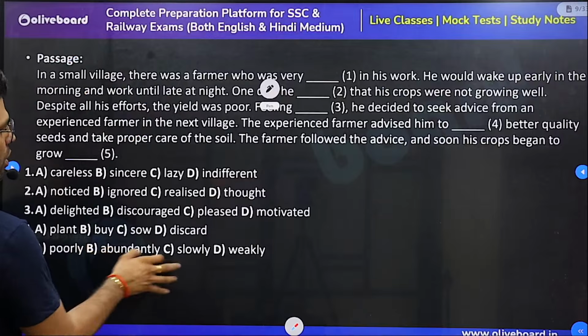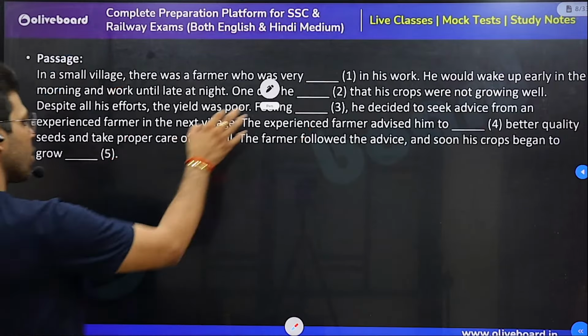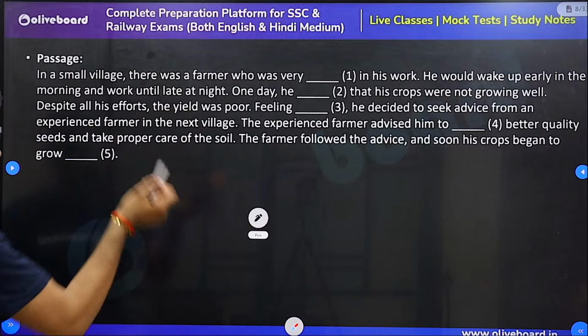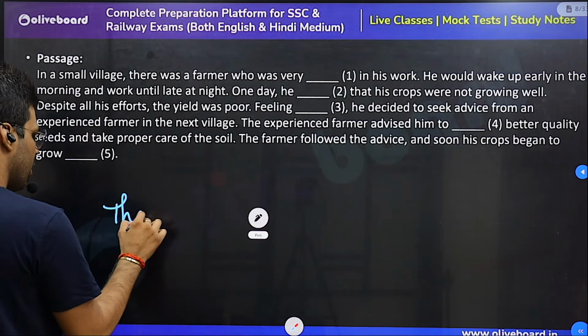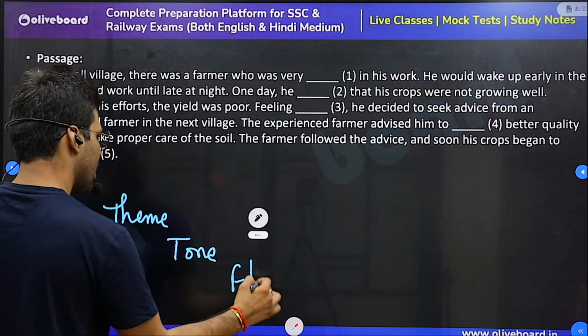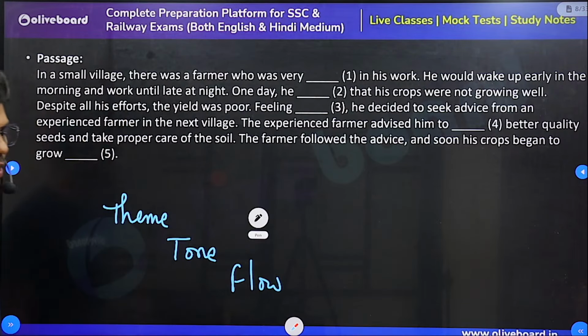Now heading on to some comprehension part. Here's a cloze test. Have a look, grab the theme, the tone, the flow of the passage, and we will pick options accordingly.